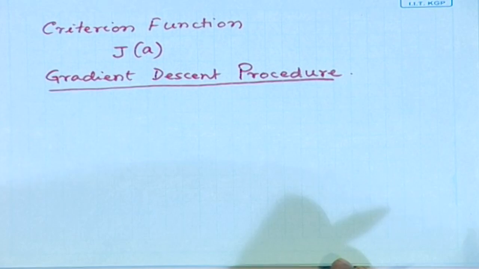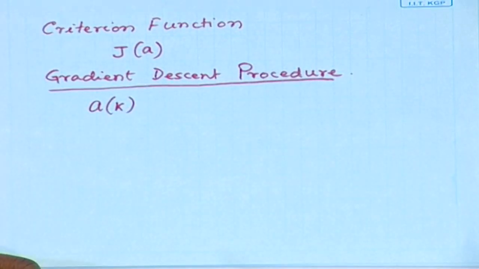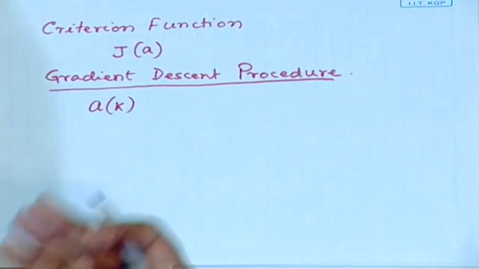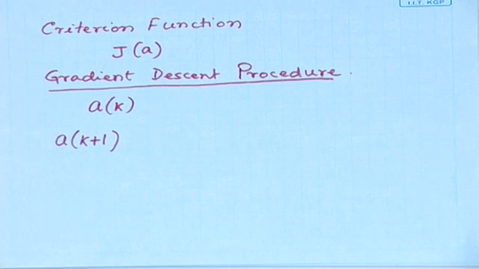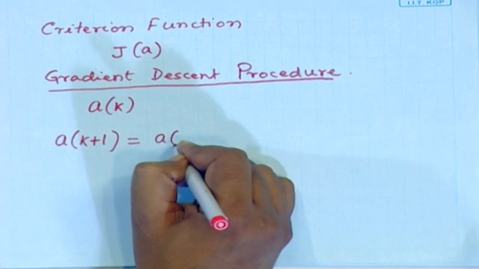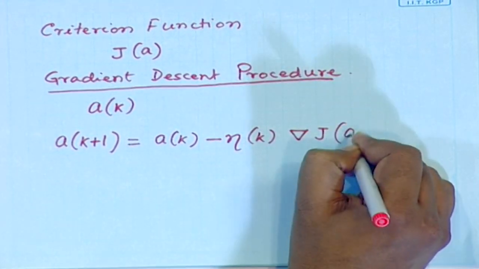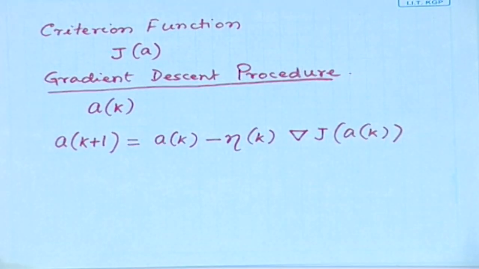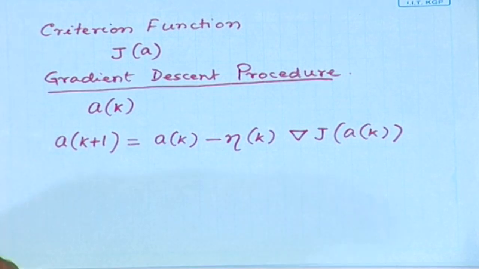Suppose at the kth iteration, I know what is A_k. A_k is the value of the weight vector A in the kth iteration. Then I have to update this weight vector A, so from the kth iteration, I have to go to the (k+1)th iteration. When I want to find the value of A in the (k+1)th iteration, that is A_{k+1}, it will be equal to A_k minus eta_k times grad of J(A_k). This is the gradient descent procedure. And what is this eta_k? Eta_k specifies the learning rate.